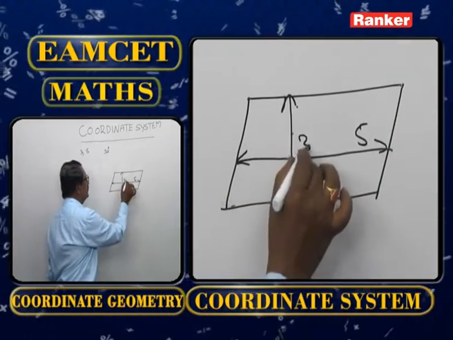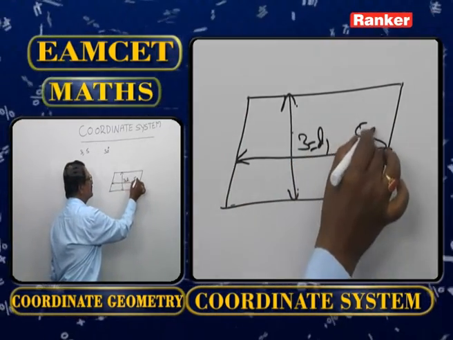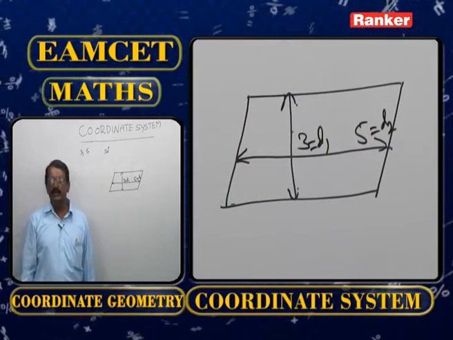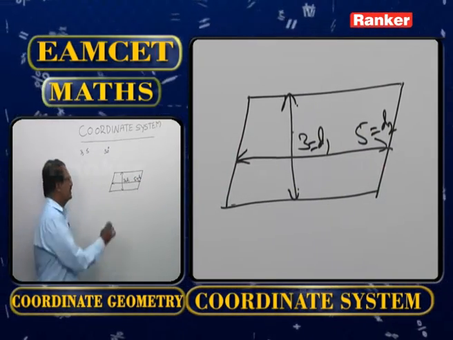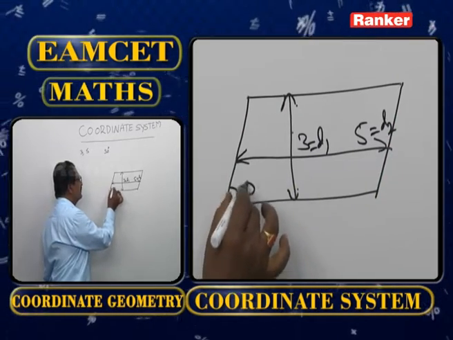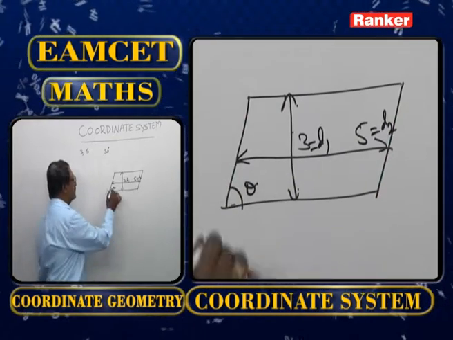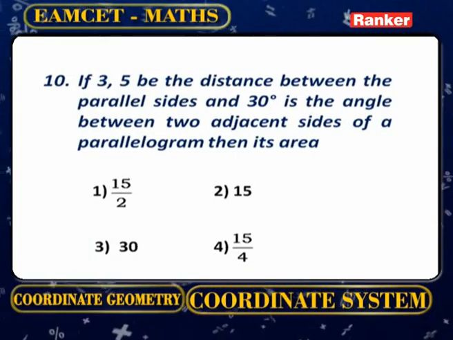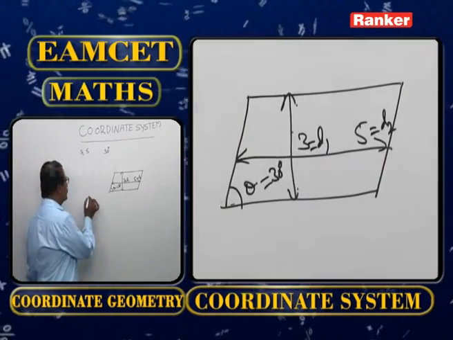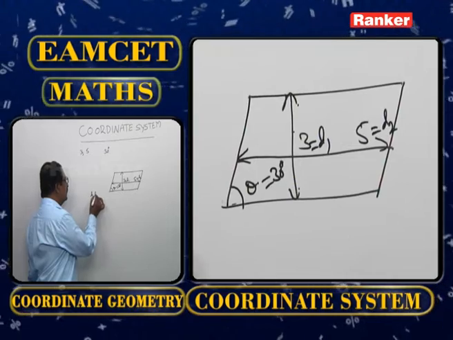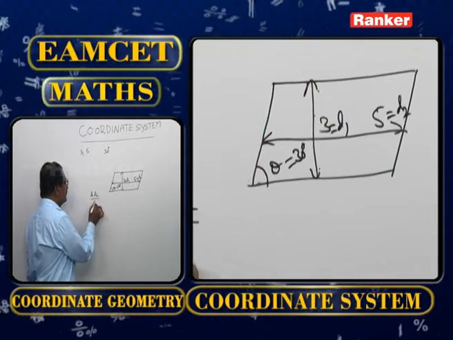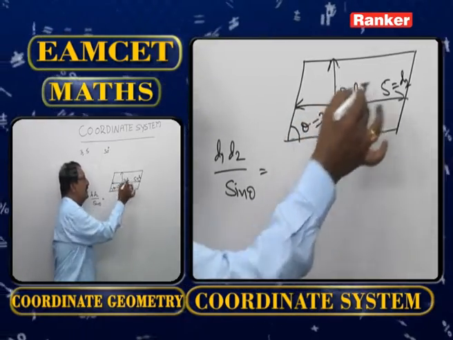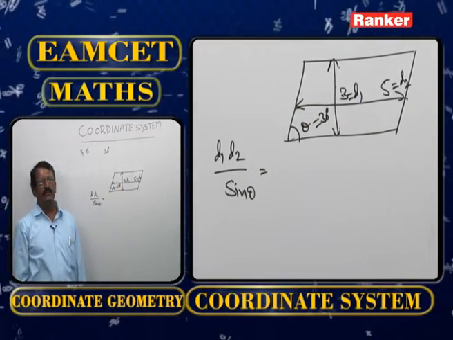Now consider d1 and d2 are distances between parallel sides of a parallelogram, and the angle between two adjacent sides is theta. Given theta equals 30 degrees. Now area of the parallelogram equals d1 d2 by sin theta. Here d1 equals 3, d2 equals 5 and theta equals 30 degrees.